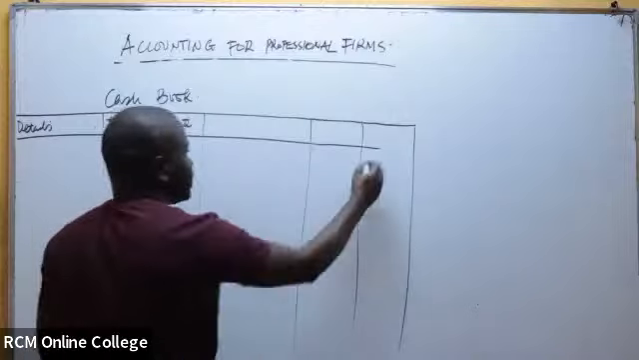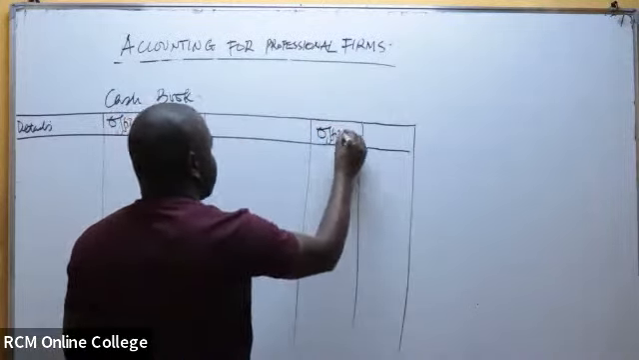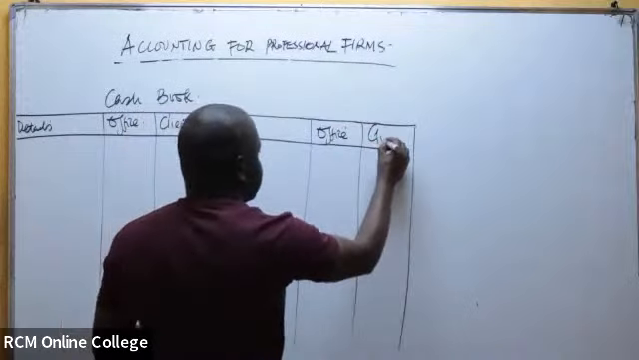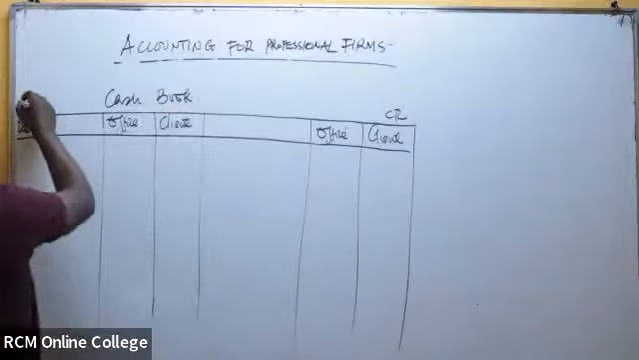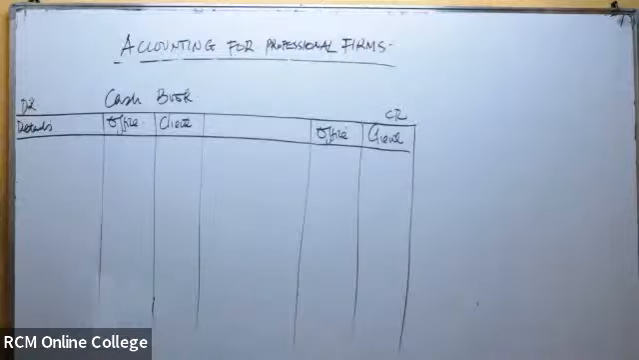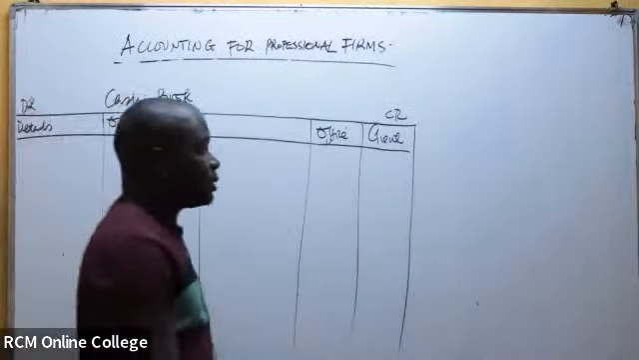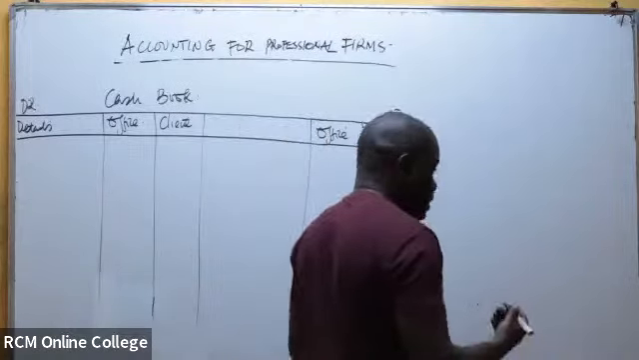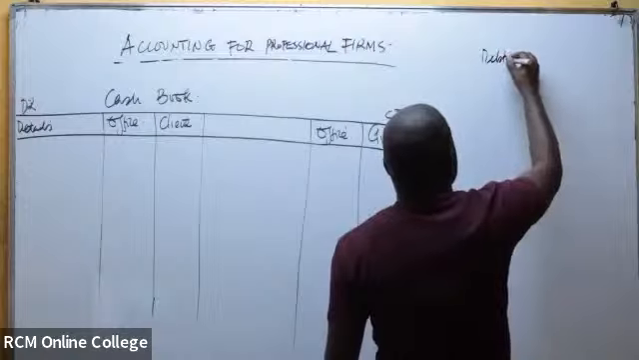So you'll have the column for the office and the column for the client. This is the credit side, and this is the debit side. Then, as I've told you, there'll be other special accounts that will have to be maintained: the debtors and the disbursements account.